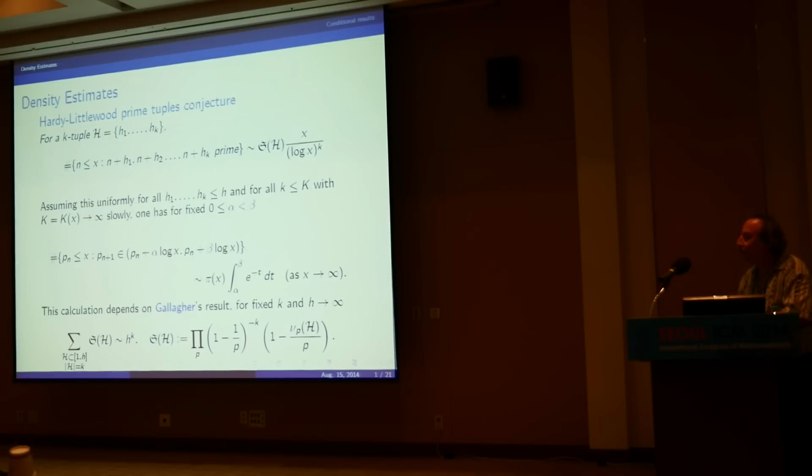So I'll continue from there. The GPY method establishes the existence of small gaps between primes, then you can wonder how many of them exist. So that's another question.